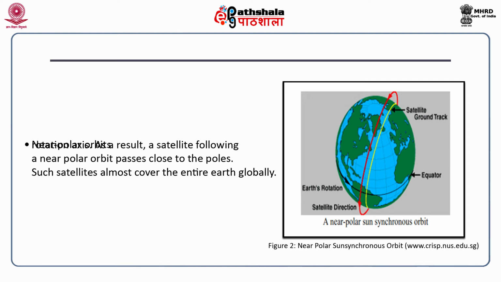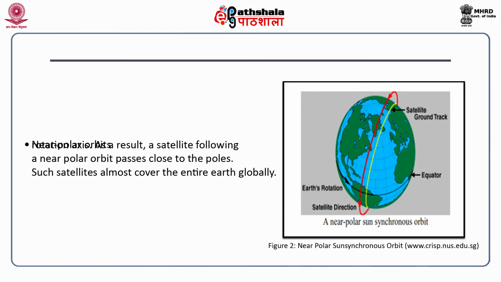As you can see in this figure, a near polar sun synchronous orbit has been shown and you have three lines in the figure. The first one shows the direction of earth's rotation, shown by the black line. The red color shows the direction of the satellite motion, while the yellow line shows the ground track followed by the satellite.